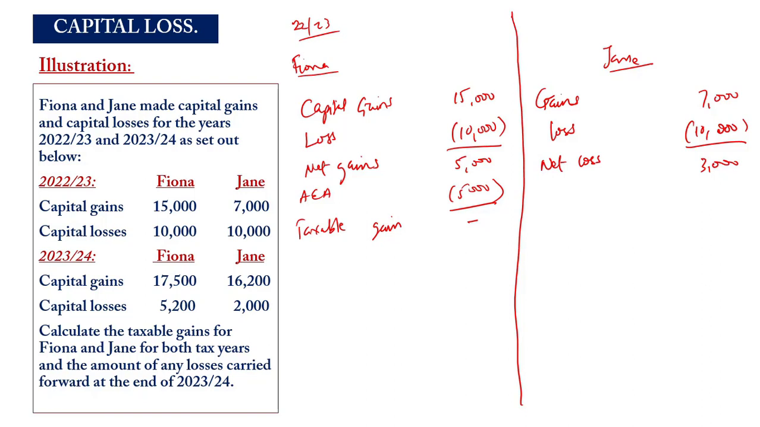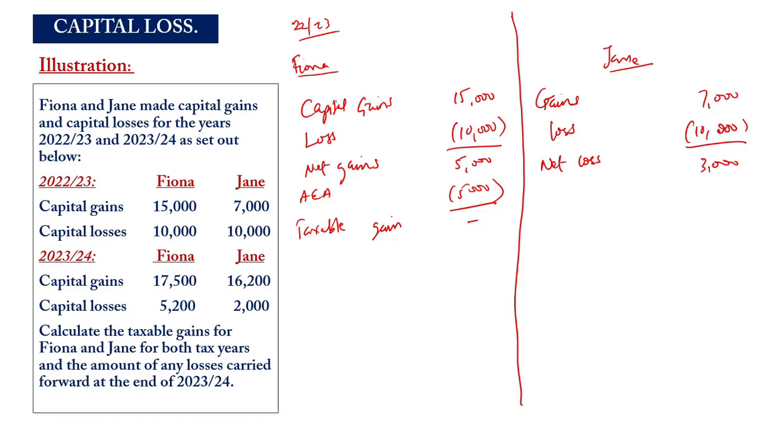So we are saying that you cannot choose to first charge the annual exempt amount of £6,000 so that you are left with £1,000 of gains before you charge the loss of £10,000, so that you'll be left with a net loss of £9,000 to be carried forward to the subsequent year. No, you don't do that. If it is in the same year, you don't do that.